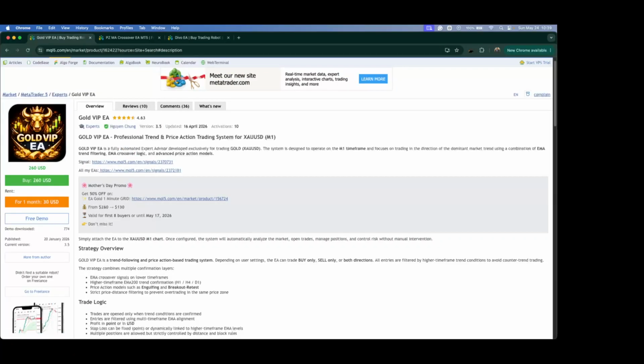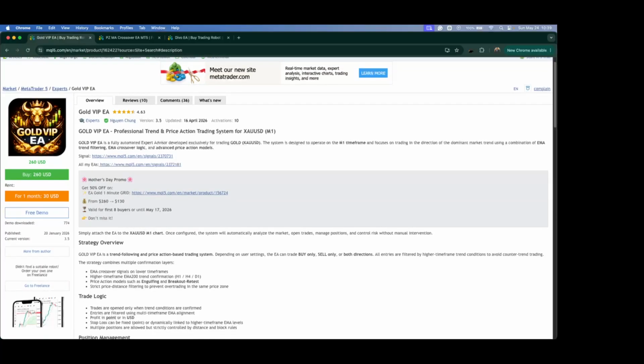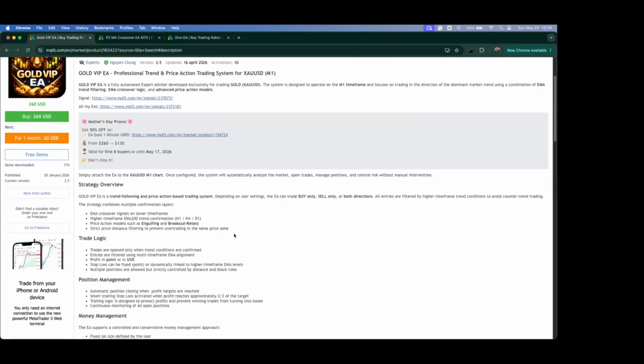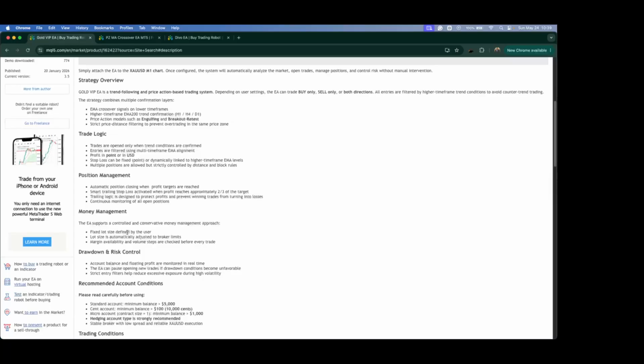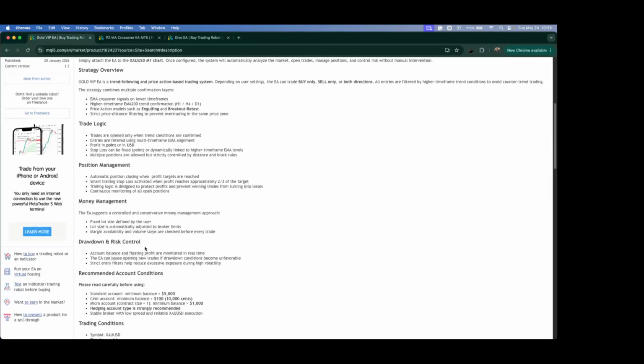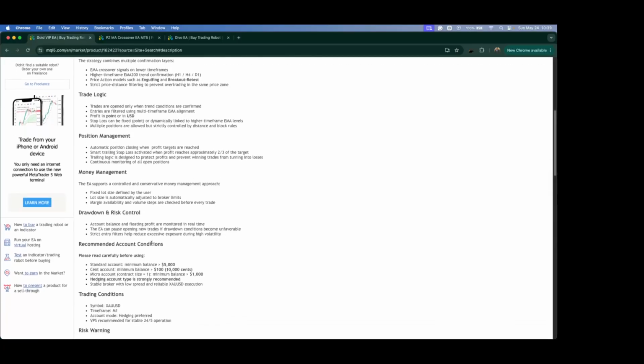You can configure it to trade only buys, only sells, or both direction. The position management includes fixed profit targets in points or dollars, a trailing stop that activates at around 2/3 of the target, and a stop loss that can either be fixed or dynamic based on those higher time frame EMAs. They make it clear it's not using any grid or martingale or averaging. It's one trade at a time with proper risk controls.